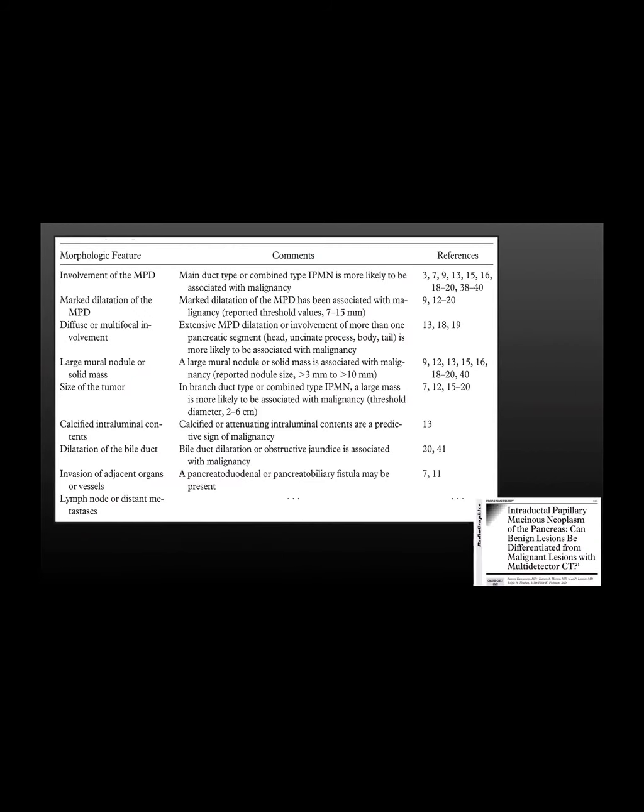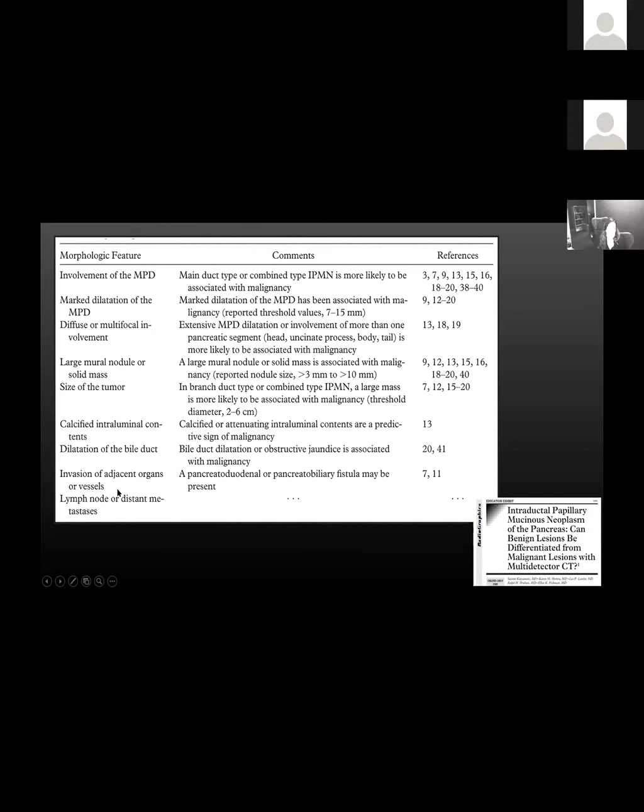And this was another Radiographics article that mentioned all these features, and there were some other features that the earlier guidelines don't talk about. If you have more calcified intraluminal contents, because all that mucus retained in the dilated ducts can eventually get calcified. And if you get biliary obstruction with these cases, and obviously invasion of surrounding organs, and malignant lymph nodes associated with these lesions, these are definite signs of invasive adenocarcinoma.